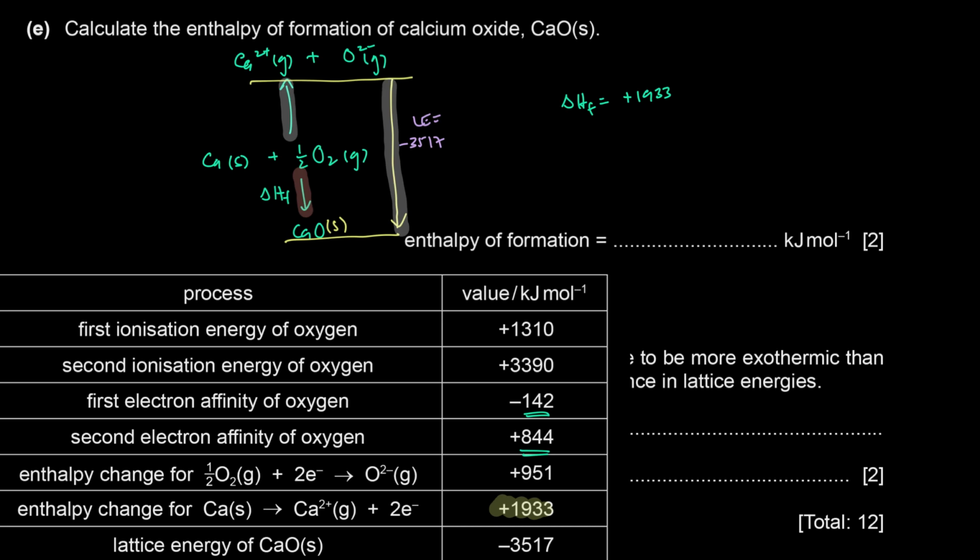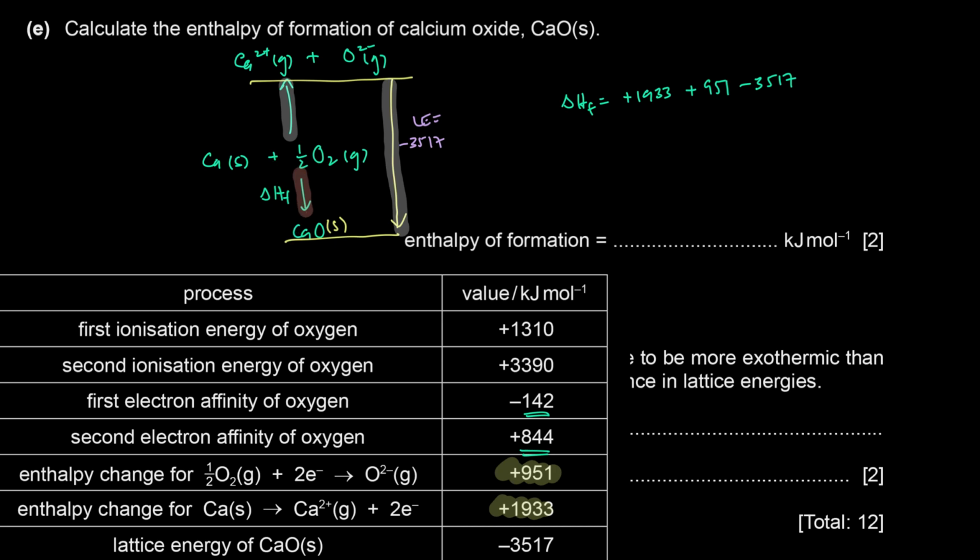They've also told us the enthalpy change to go directly from half a mole of oxygen gas to oxide ions. That's the formation of oxide ions. So here, for 1 mole of oxide ions, the enthalpy change is positive 951. So now that we've formed the oxide ions and the calcium ions, the gaseous ions, they can be converted into the ionic lattice. So that will be minus 3517. That indirect route is the same as directly going from elements to the ionic lattice.